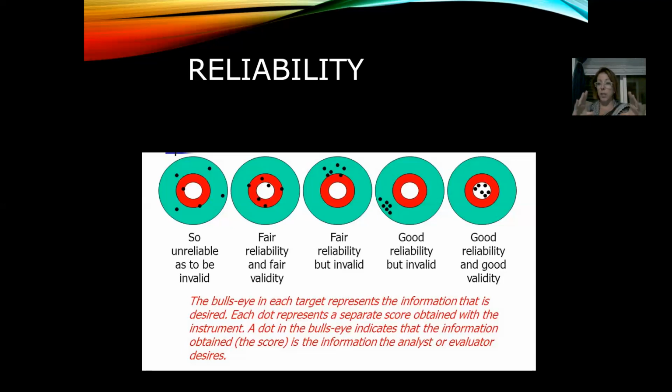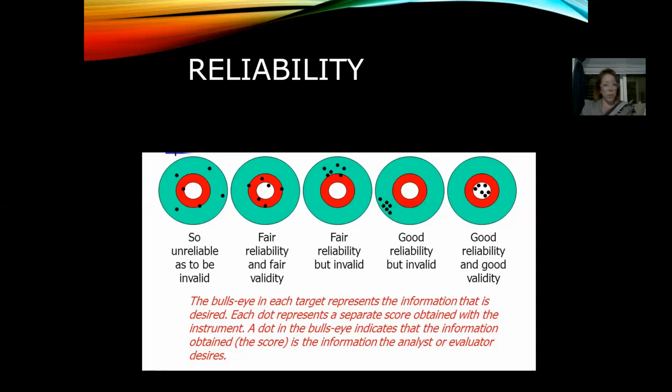center of a bullseye, as in this picture. So on the far right of your screen, where all of the little dots are in the very center of that bullseye, that's what we're looking for. Something that is reliable, so all of the dots are very close together, so all of the hits are very close, right? And it is in the center of the focus of what we're looking for, right? So that is the goal.